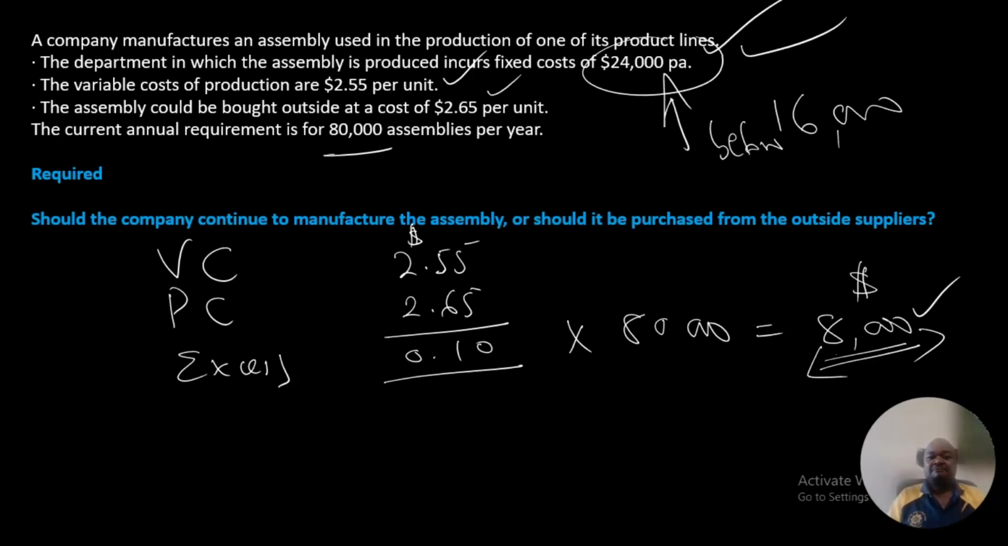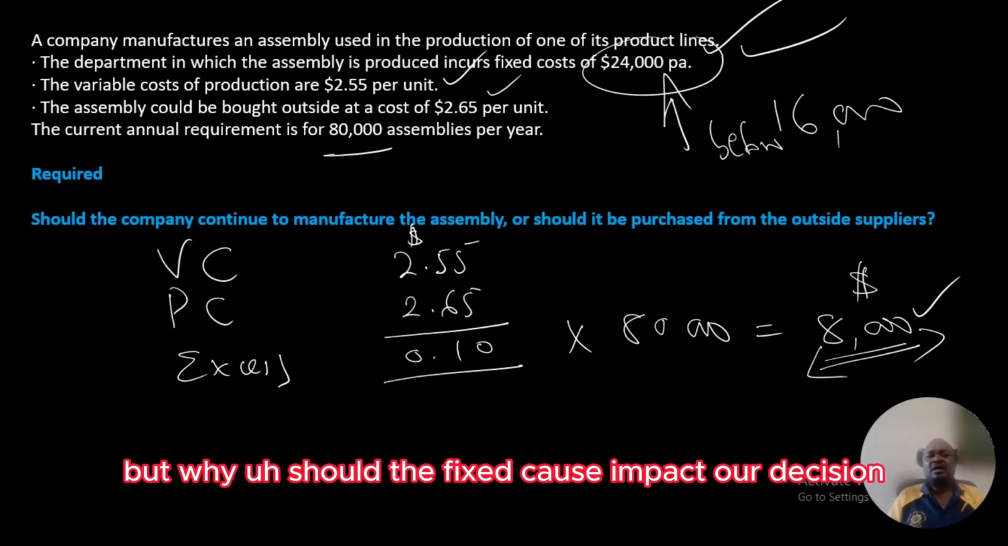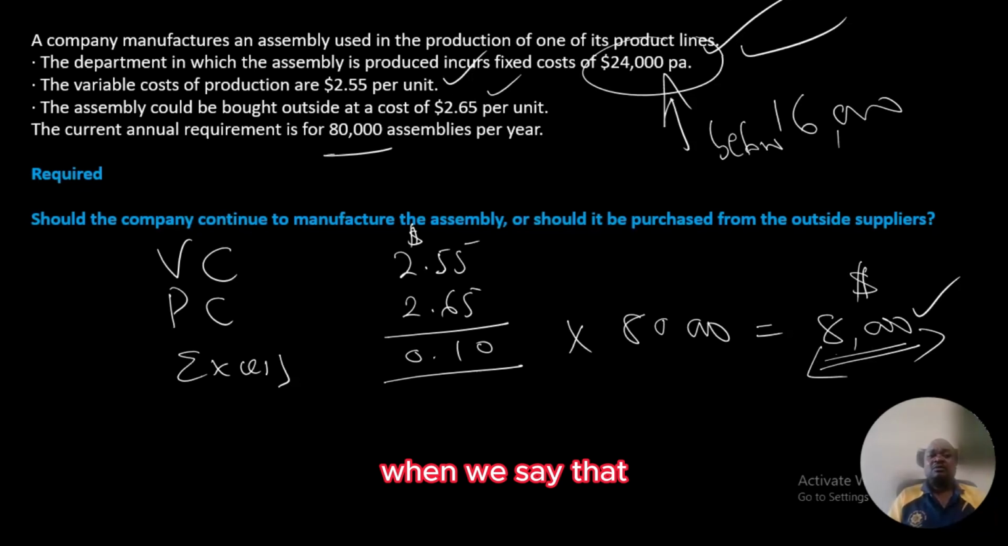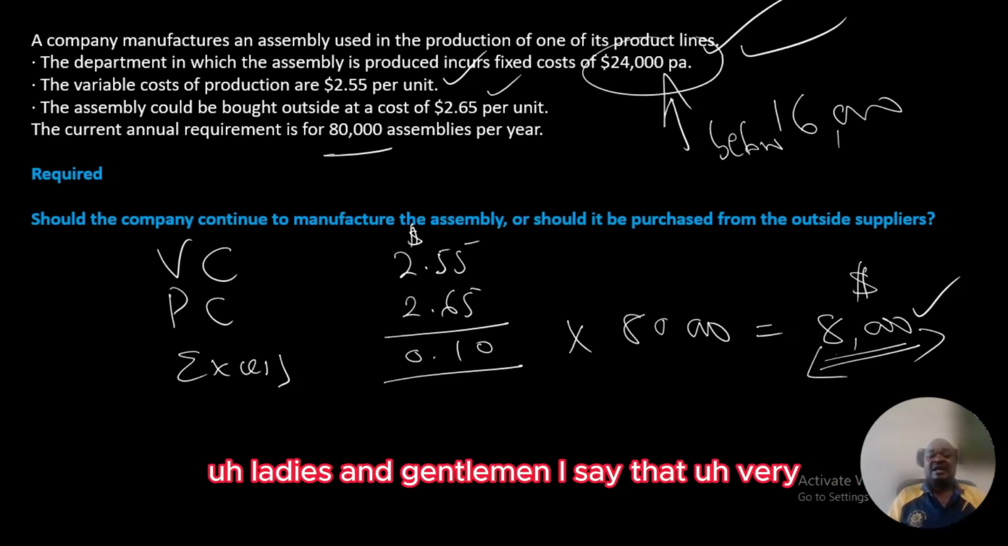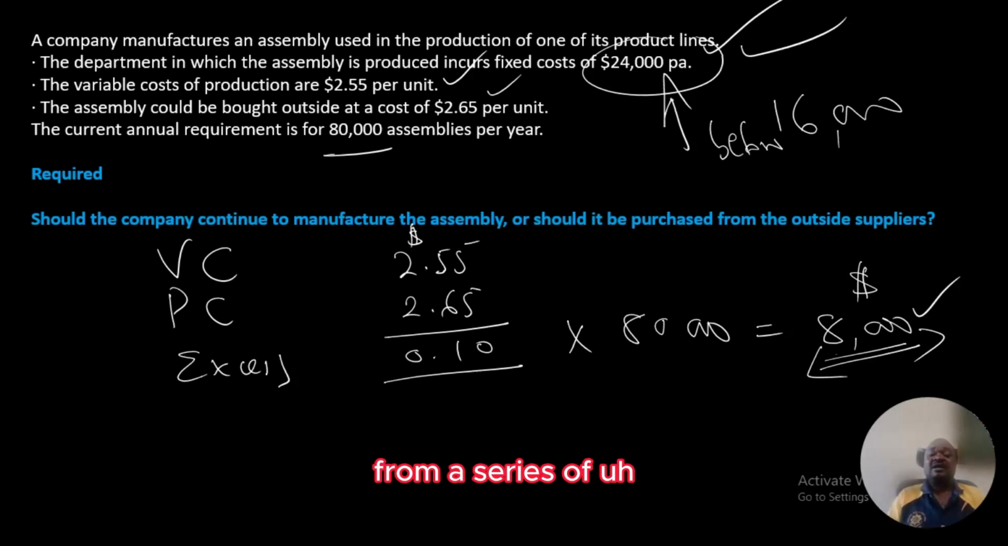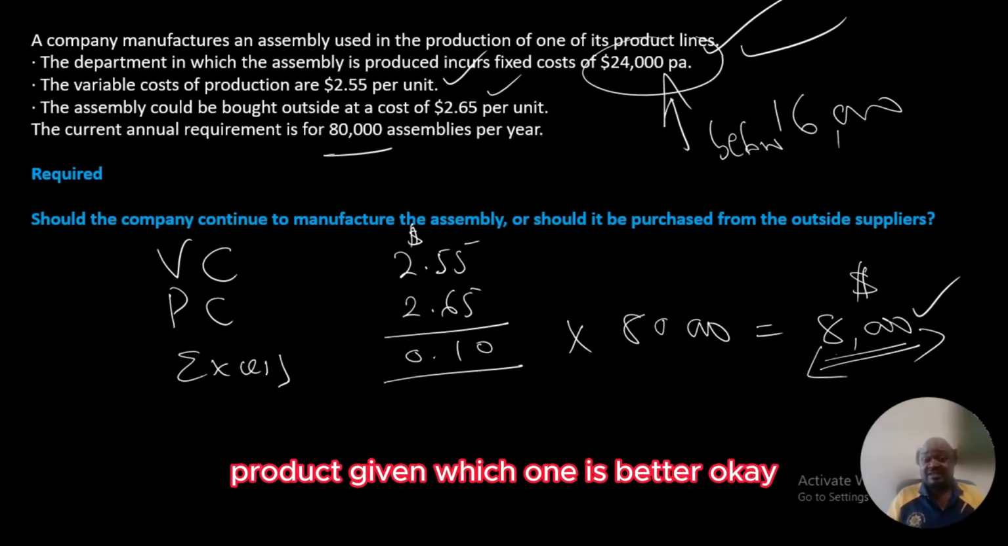Okay, better. But why should the fixed cost impact our decision when we say that we are only going to be concerned with a variable cost? Ladies and gentlemen, I say that variable costs are very important, yes, especially for us to determine which particular product from a series of products given is better, okay? And they assist us in that regard.